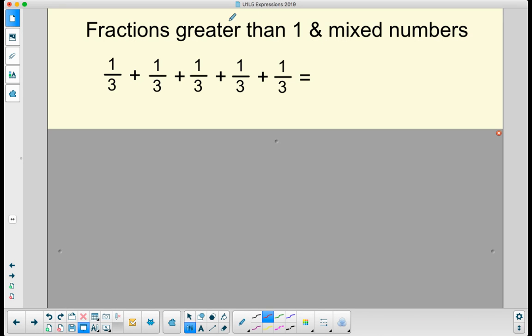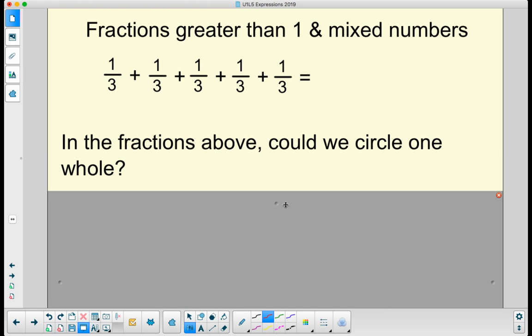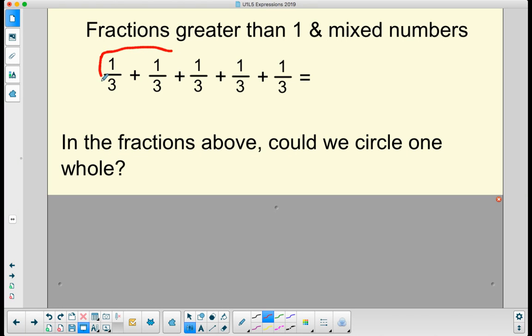So let's take a look at some more. In the fraction above, could we circle one whole? How many thirds make a whole? You're right. 3/3 make a whole. So we can circle 3/3 to make one whole.